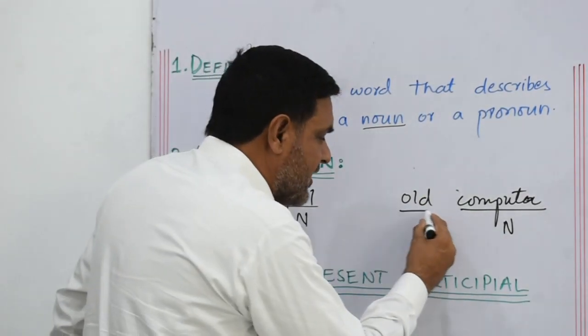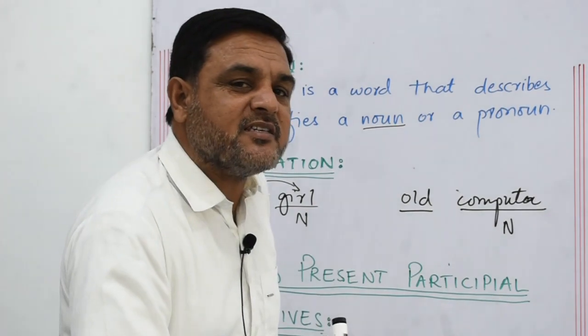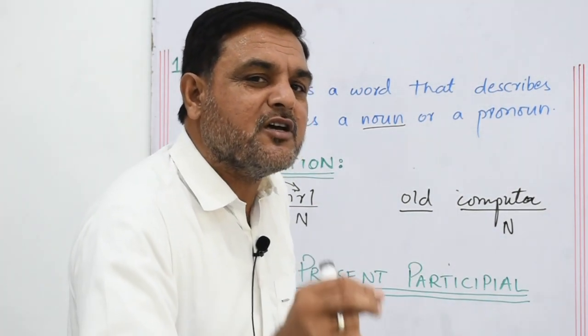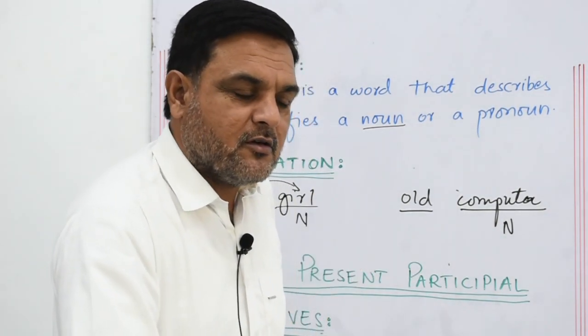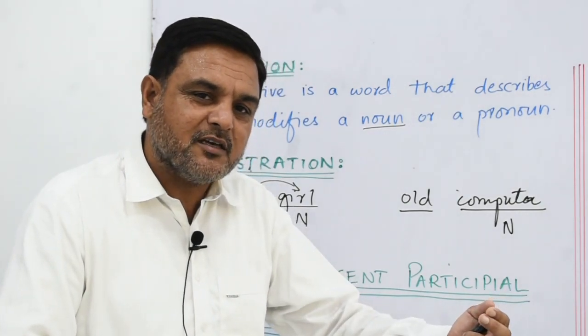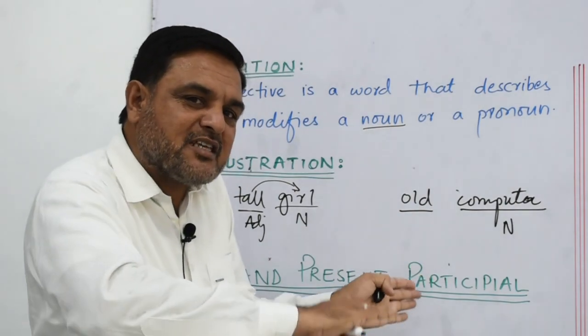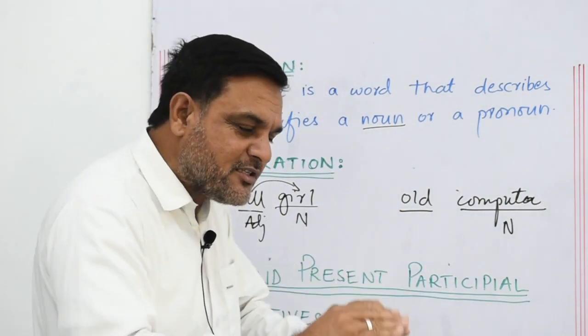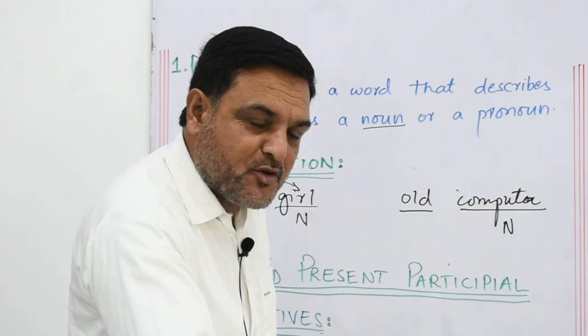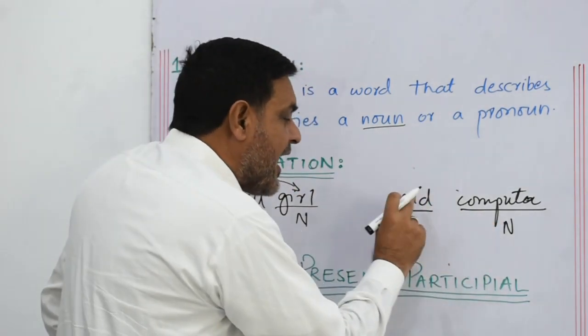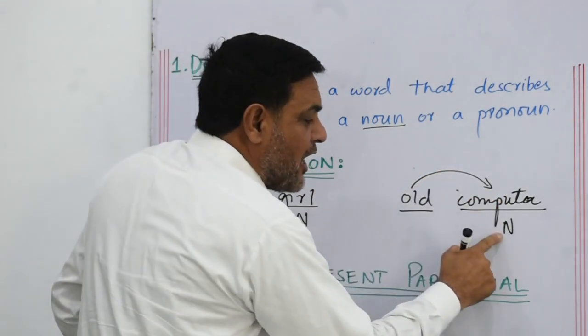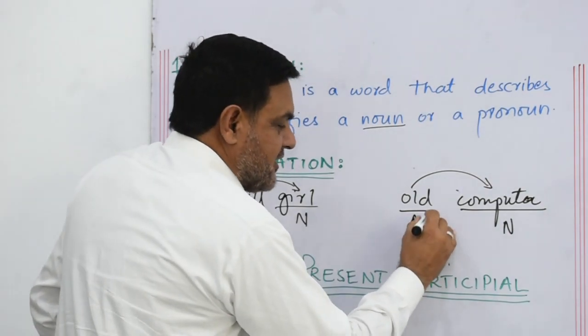So this word, old, says something about computer, which is a noun. Saying something means describing. So in this way, old says something about computer. So it means old describes computer. And because computer is a noun, any word that describes a noun will be called an adjective.